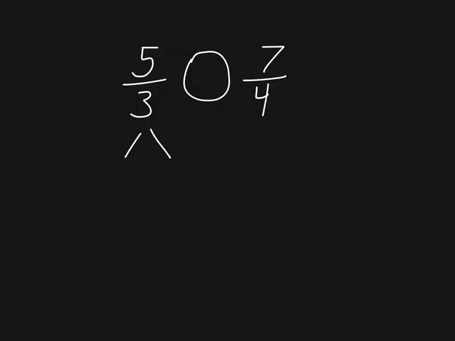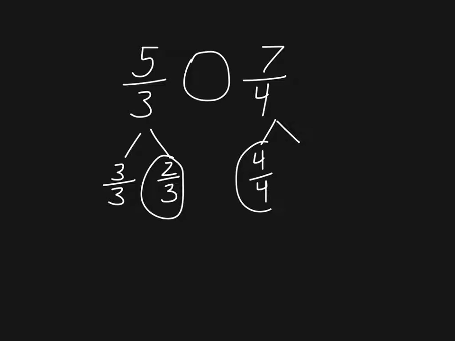So the first thing I want to do is decompose them so that I have 1/2 and then whatever pieces are left over. So 5/3, I'm going to decompose that as 3/3 plus 2/3. So that's my 1/2. The 2/3 is what I have left over. I'm going to do the same thing over here with my 7/4. I'm going to decompose that so I have 1/2, 4/4, and then I have 3/4 left over.